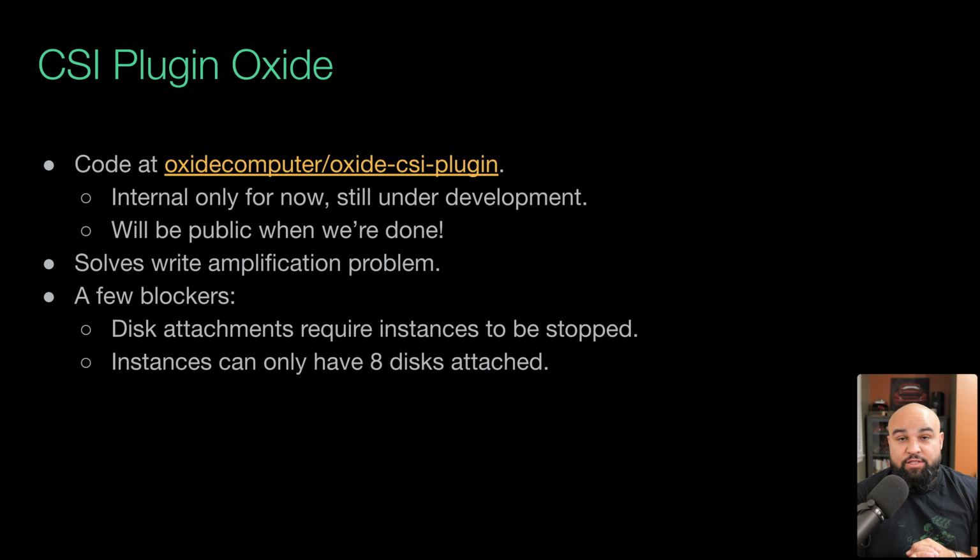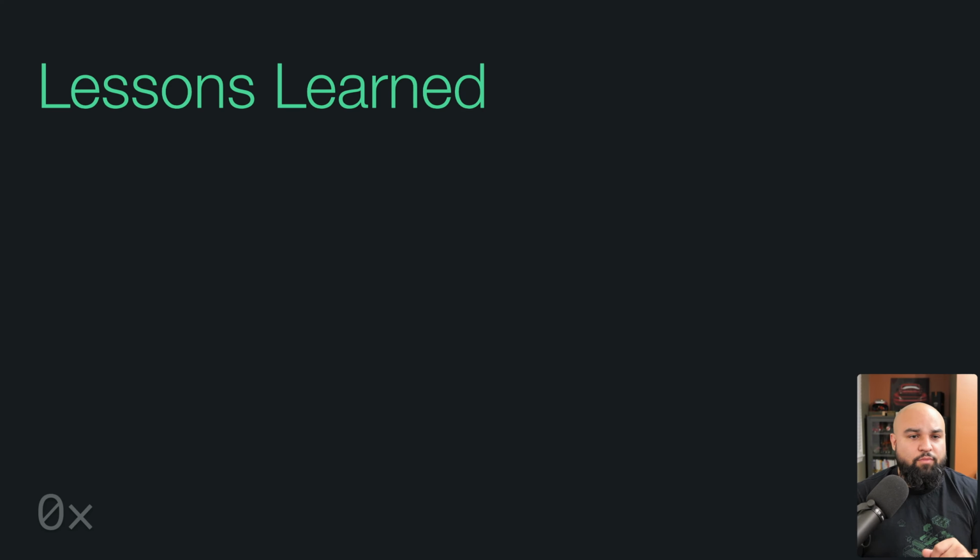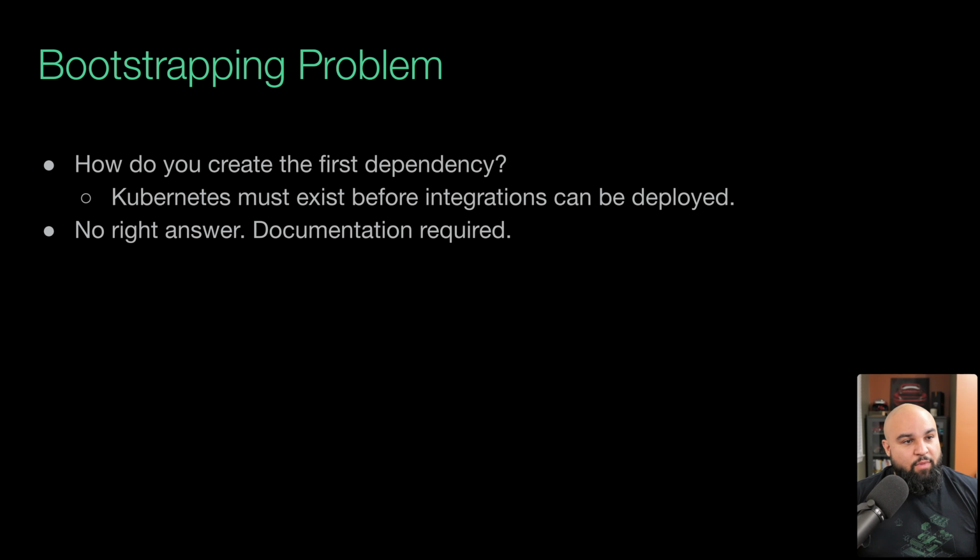That's obviously not possible or recommended in a Kubernetes cluster because you don't want to stop your instance or your node to attach a disk. That can cause cascading pod reshufflings that you don't want. And another blocker is that instances today can only have a maximum of 8 disks attached. And we probably need to be able to attach more than that if we want to serve the needs of our customers. So out of developing all this stuff, what lessons did we learn?